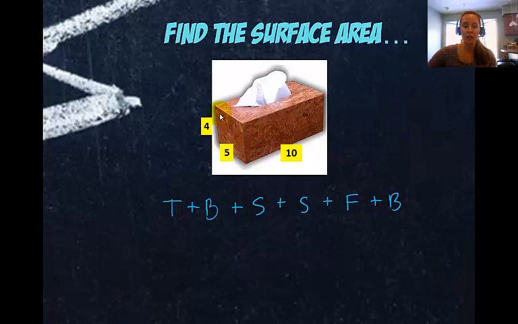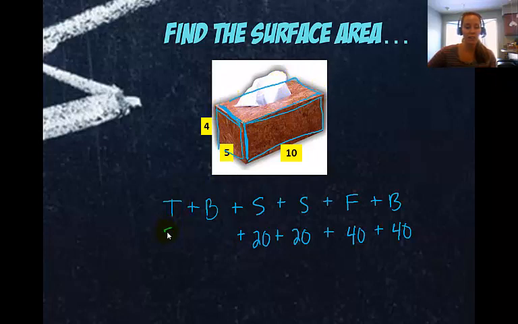So let's say these are our sides, 5 times 4, side times side. So I'll go ahead and put 20. And then we've also got this side, it's 4 times 10. Maybe that was the front and the back. 4 times 10, that's going to be 40. And now top and bottom. 5 times 10. That's going to be 50.